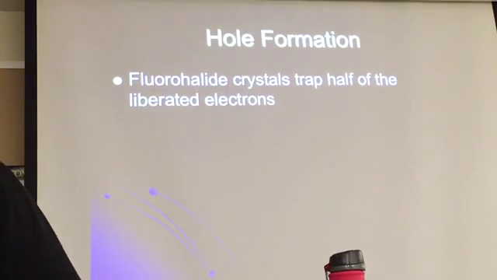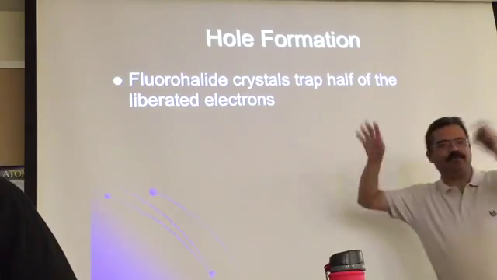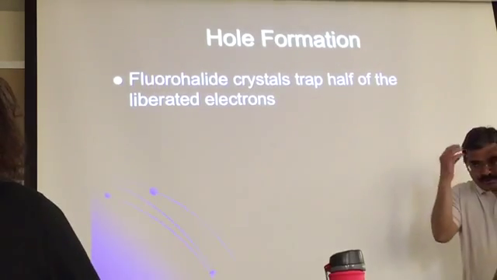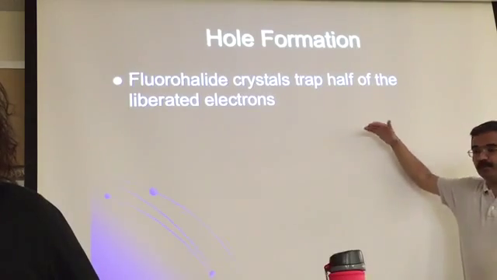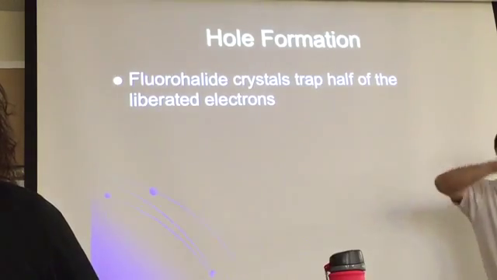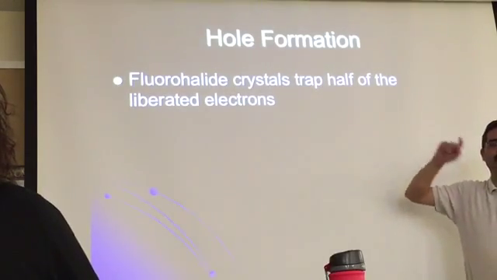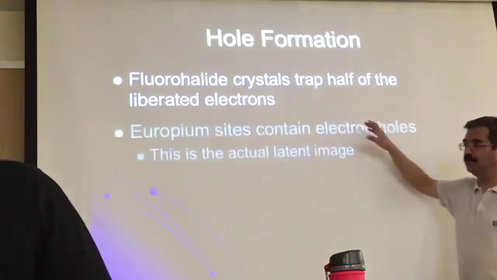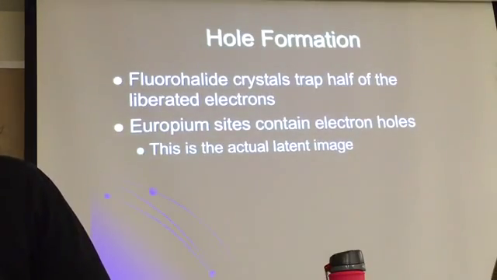So you have traps. Okay, the fluoride crystals trap half of the liberated electrons or more. Okay, they can trap some of those. Some of them will leave, but what I want you to understand is that some of them don't leave; they get trapped, and that's what europium is doing. Europium will trap them. Europium sites contain electron holes.